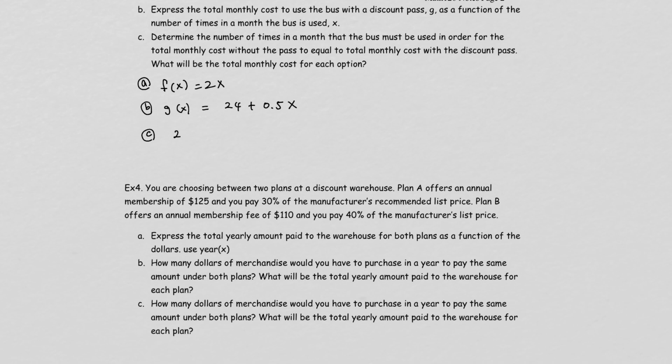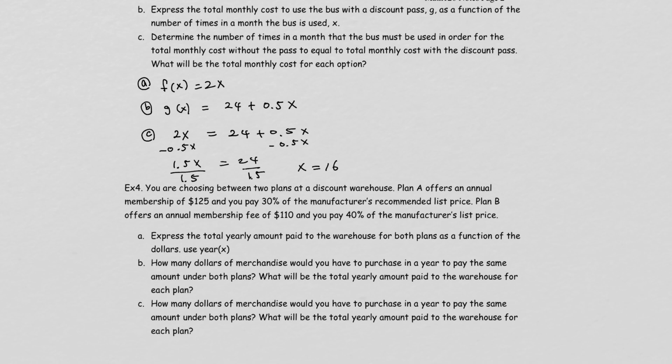So first, let's see when these two equations will be equal to each other. You're going to use the equal sign and then see what x is going to be. I want to put all the terms with x on one side, so I will subtract 0.5x from both sides. I will get 1.5x equals 24. Let's divide both sides by 1.5, where x should be around 16.